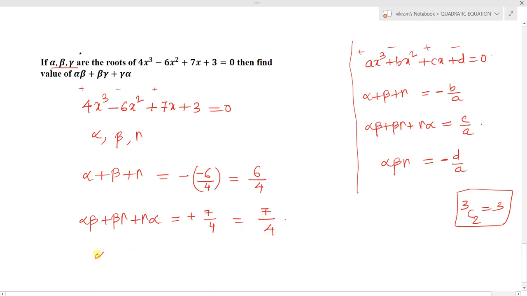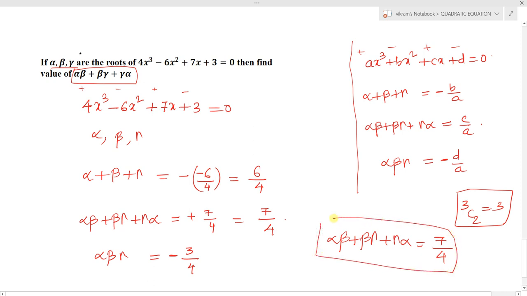Then what is the product of the roots, alpha beta gamma, taken three at a time? Only one condition, 3C3. We get a minus, minus constant term 3 by the x^3 coefficient 4, which is minus 3 by 4. But here the question is asking for alpha beta plus beta gamma plus gamma alpha. Then what is the solution? Alpha beta plus beta gamma plus gamma alpha we obtained as 7 by 4.